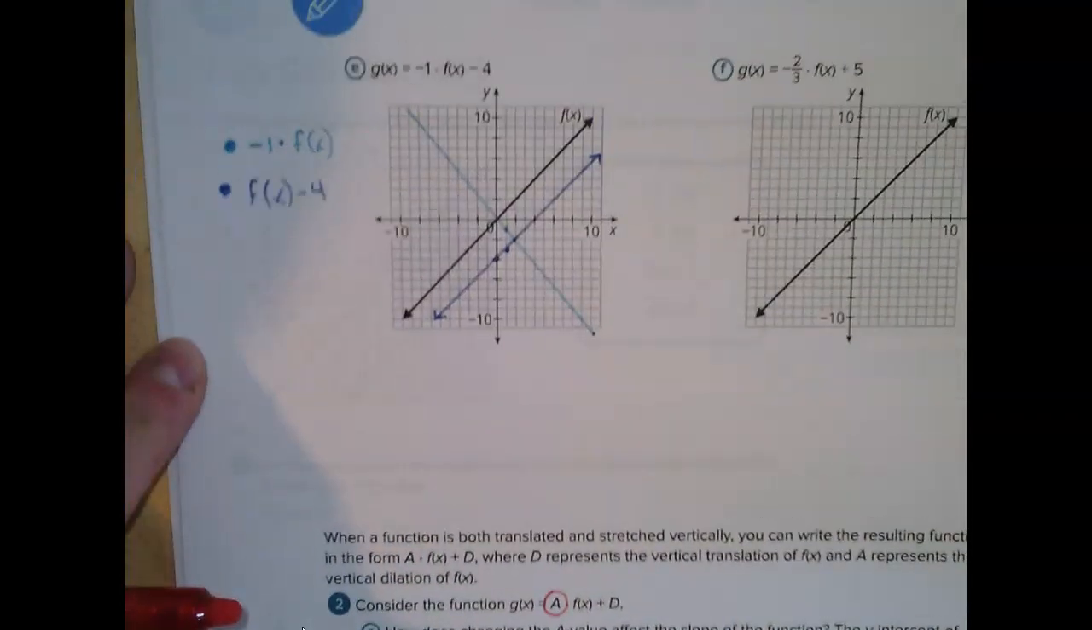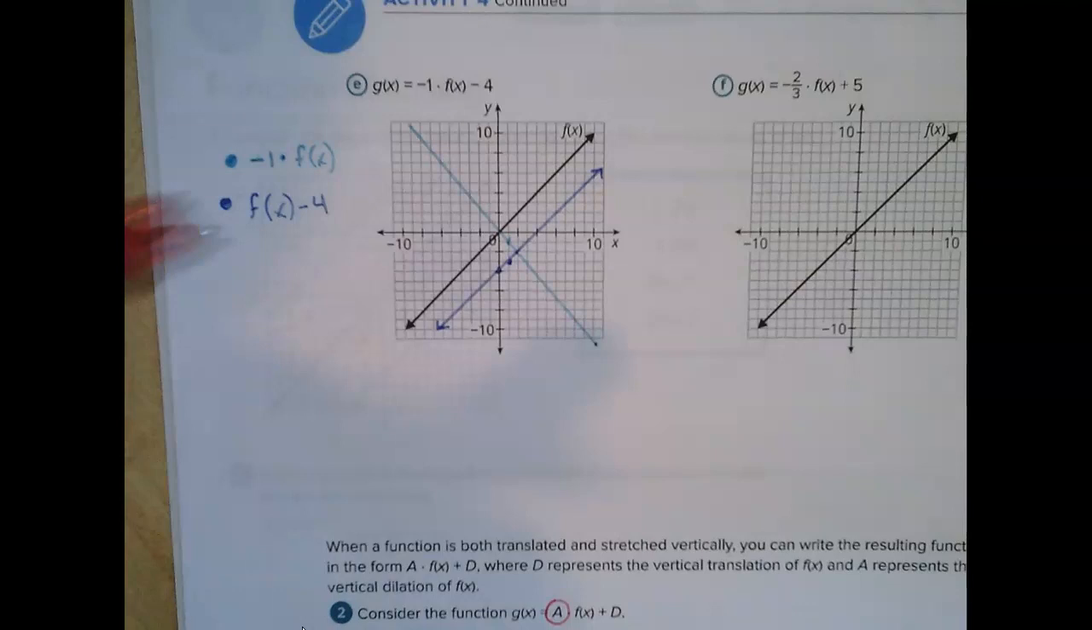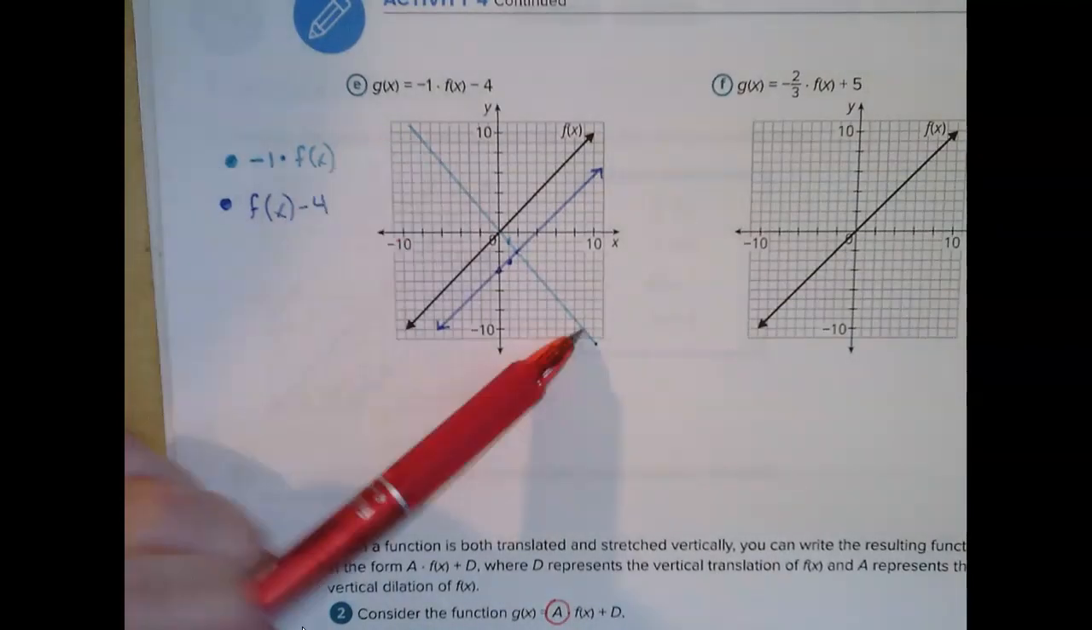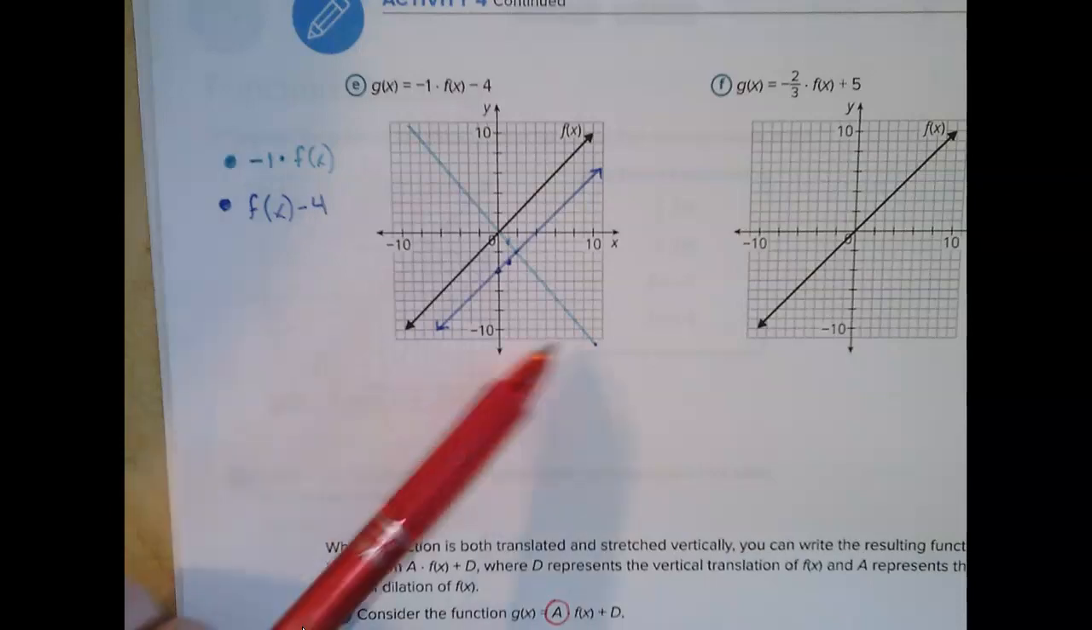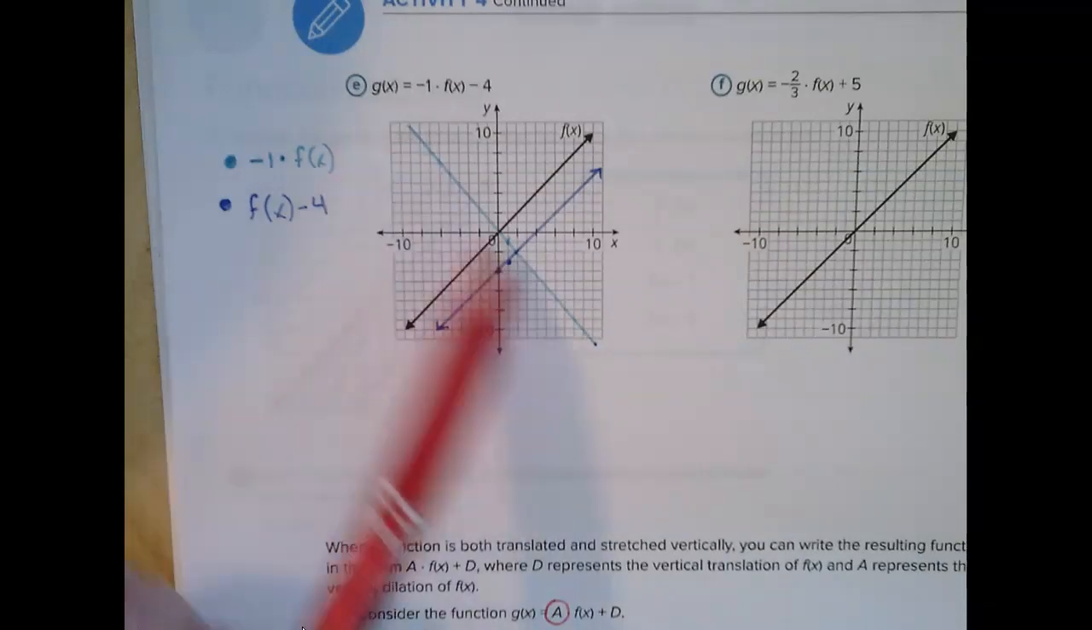I put a graph here, but it isn't the correct graph for this assignment. What I did is that for this light blue line right here, I just multiplied the function by the a value of -1. I dilated the function by -1. And that's the line that happens.